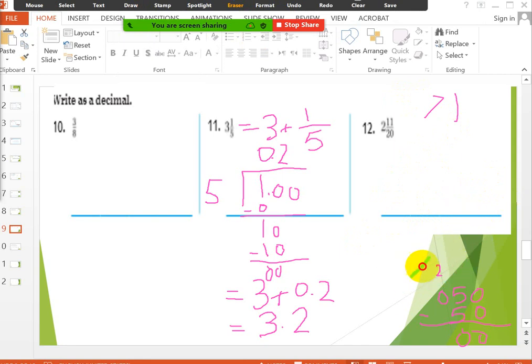So let's move to the number line, because I like the number line actually. Okay, let's move to the number line.